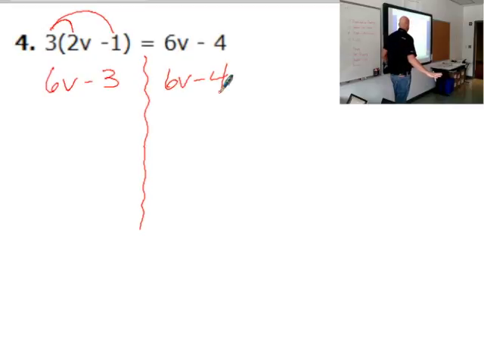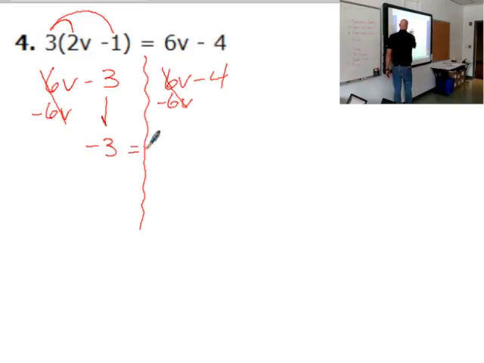Okay, so now, what do we do? Subtract 6b. We move it, right? Okay, and how do we move? We're subtracting 6b. What does this equal? 0. What does this equal? 0. So if we bring down this negative 3 and this negative 4, I need to divide.